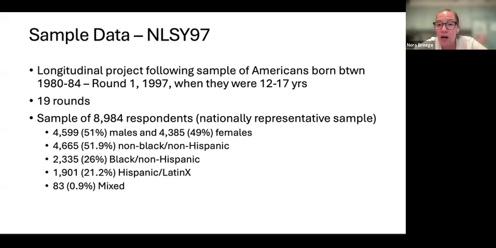Now, the survey's goal was to follow all 8,984 students every year into adulthood. But realistically, people drop out for various reasons. Perhaps they are deceased. Maybe they were incarcerated. Maybe they simply didn't want to participate anymore. Maybe they moved and it was hard to find them.